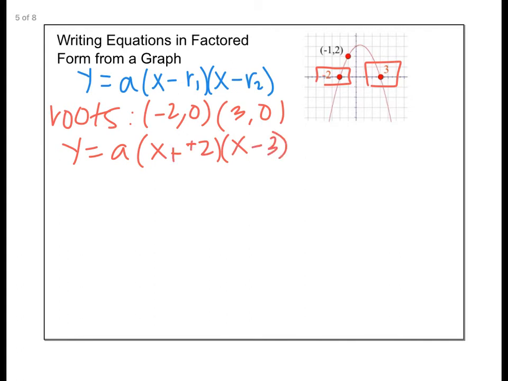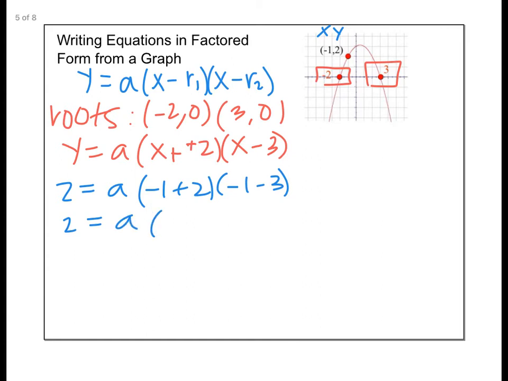That'll change to addition. Now I need to pick another value to get my a. So let's use this (-1, 2) that's already labeled for us. So I would have 2 is equal to a times (-1 plus 2) times (-1 minus 3). Let's simplify our parentheses first. So I get 1 here and -4 here.